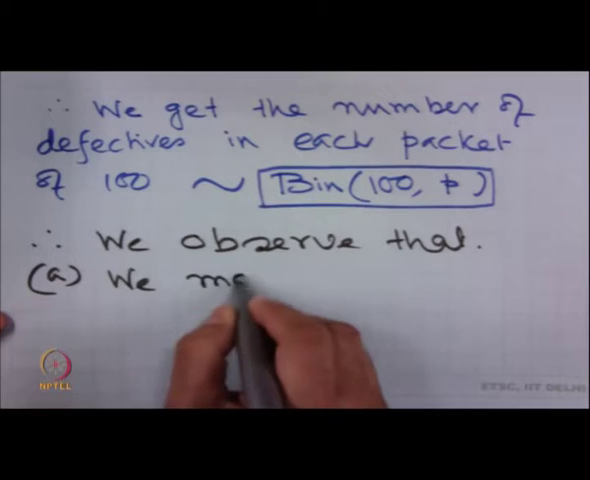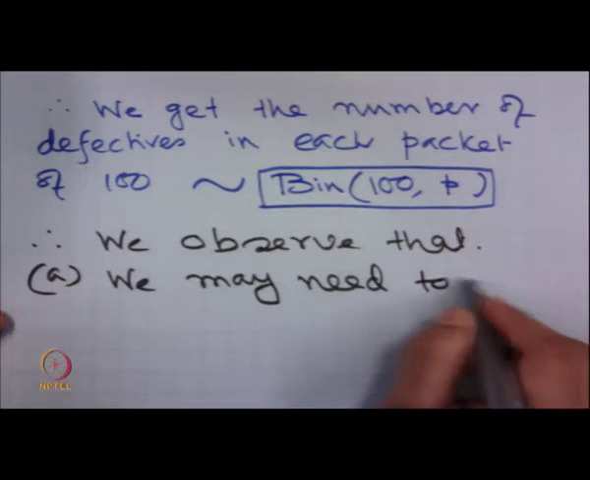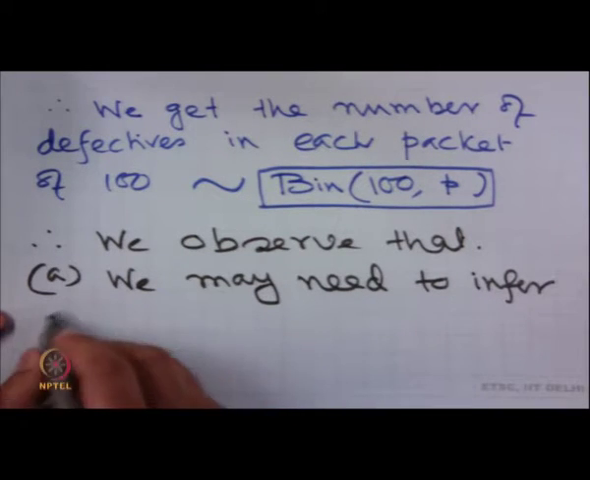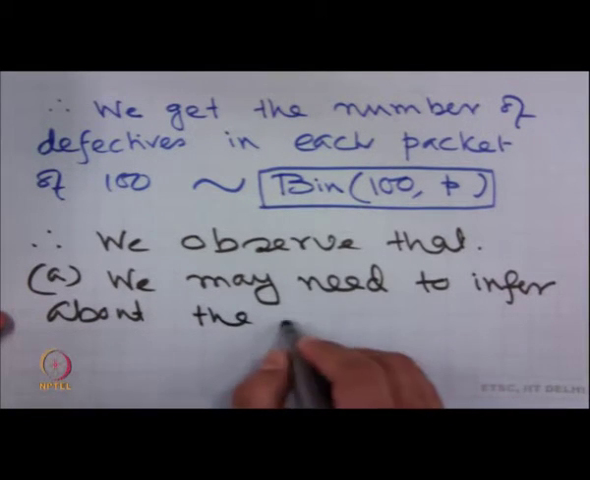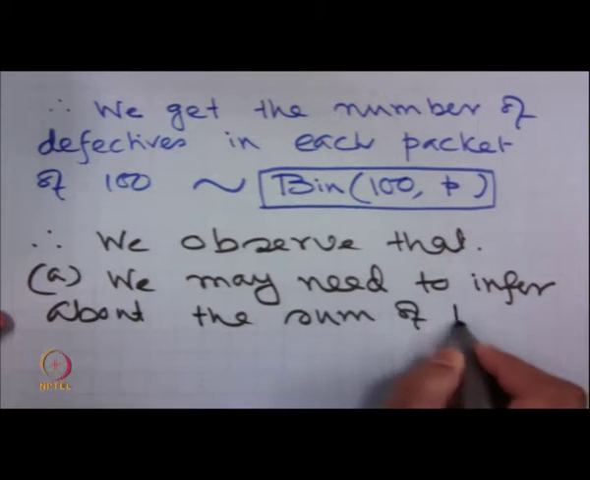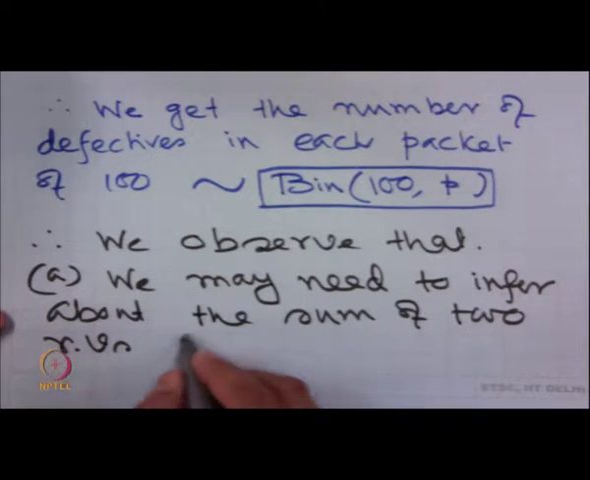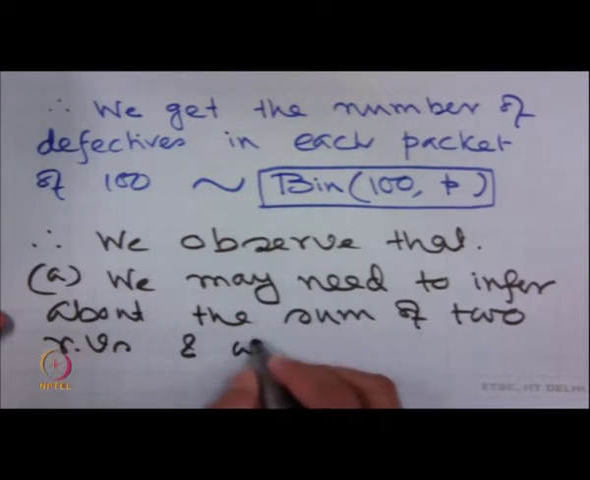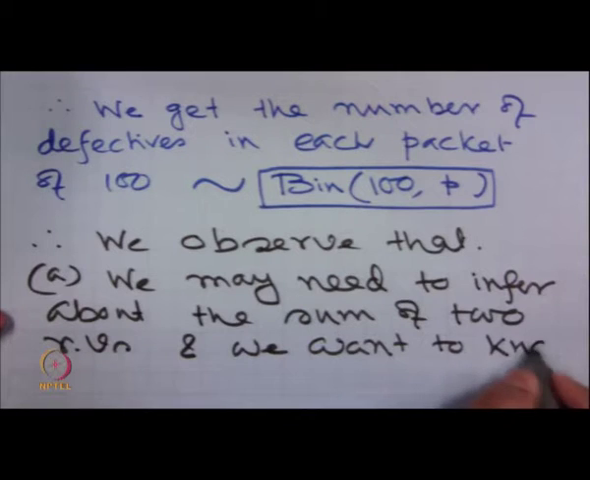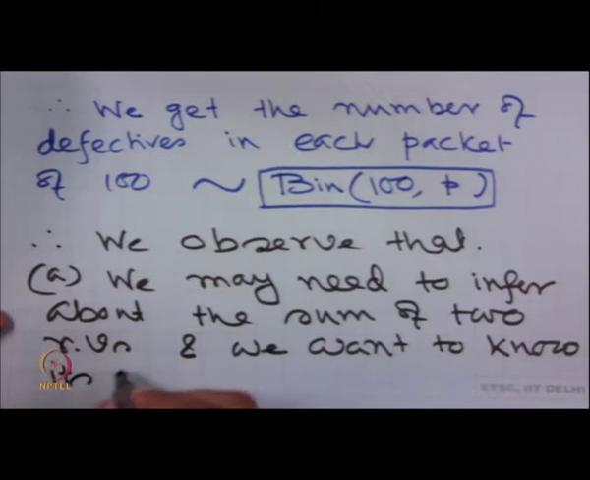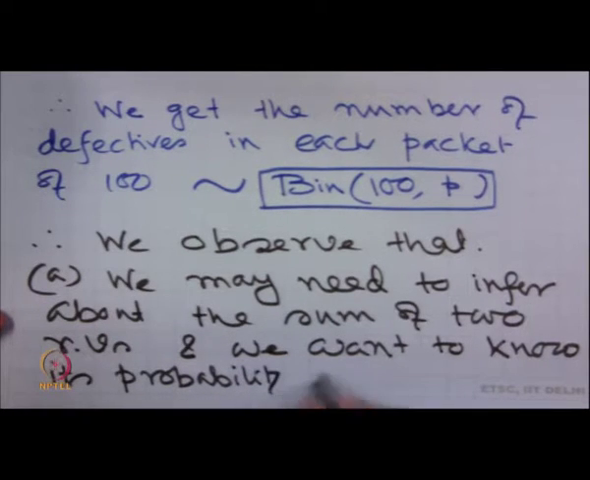We may need to infer about the sum of two random variables, and we want to know its probability distribution.